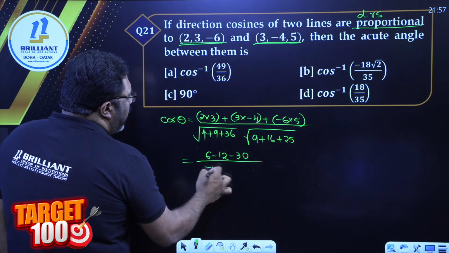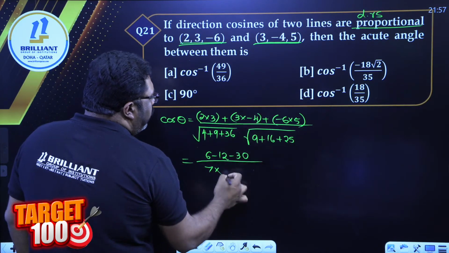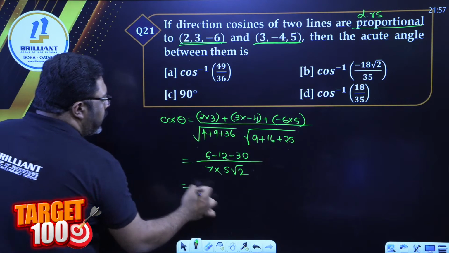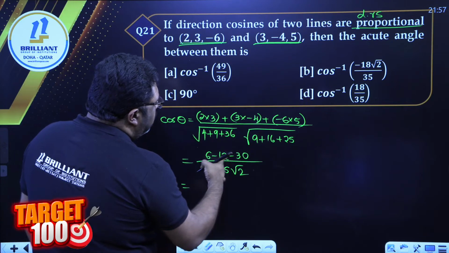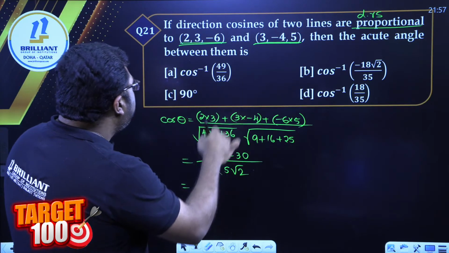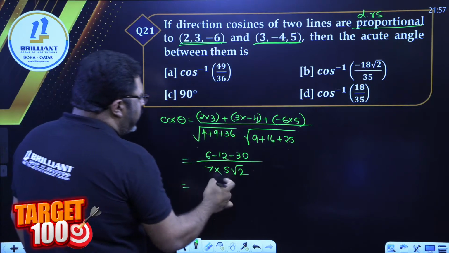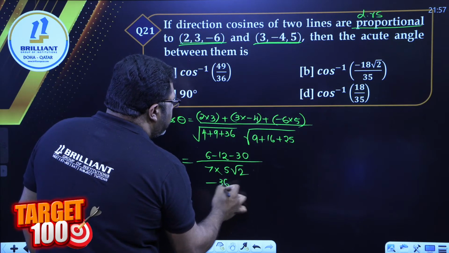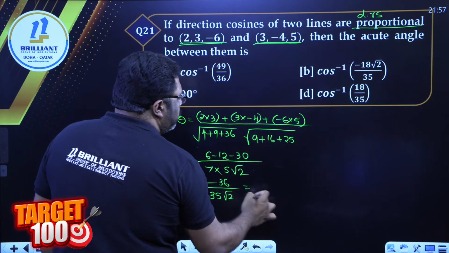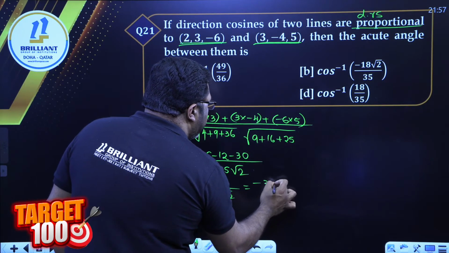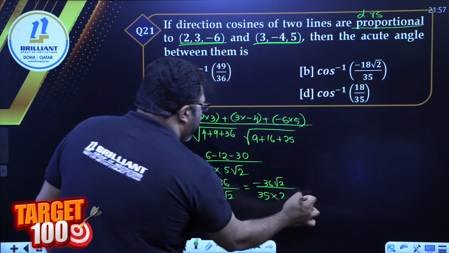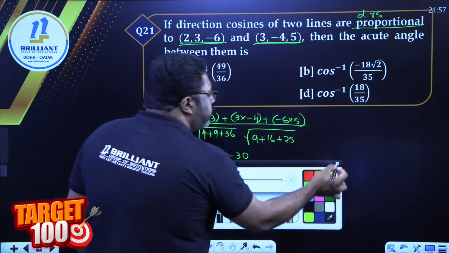Denominator 7 into root 50, which is 5 root 2. So the answer is minus 6 minus 12 minus 30, so minus 42 minus 36. Minus 36 by 35 root 2, which is minus 36 root 2 by 35 into 2. I'm just rationalizing the denominator, which is root 2.